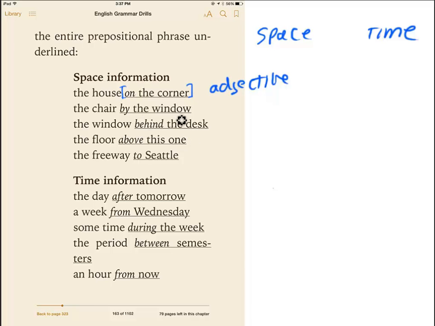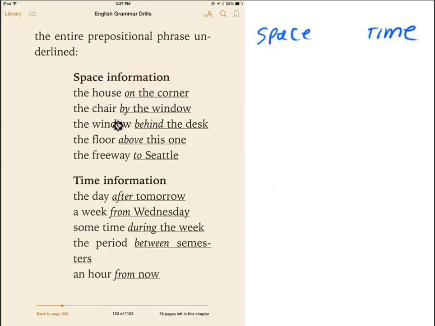We call it the object of the preposition. Above this one is a noun, and it's the object of the word above. To Seattle. Seattle is the object of to. Okay? But the entire thing together acts as an adjective. All right? The preposition with its object acts as an adjective that gives you more information about the main subject of the sentence, the house. All right? So let's go on and give you more examples.